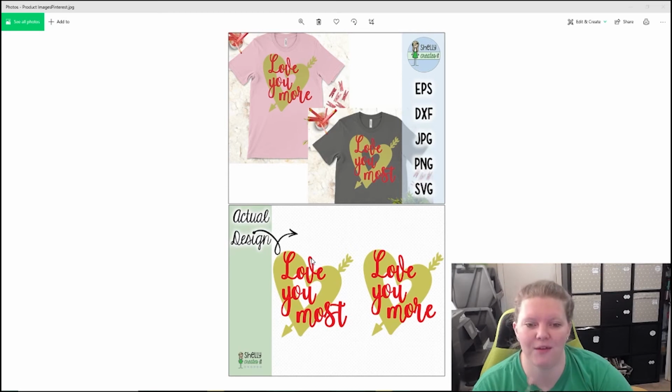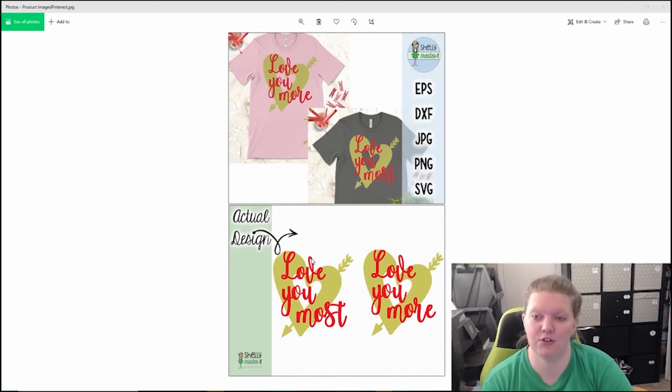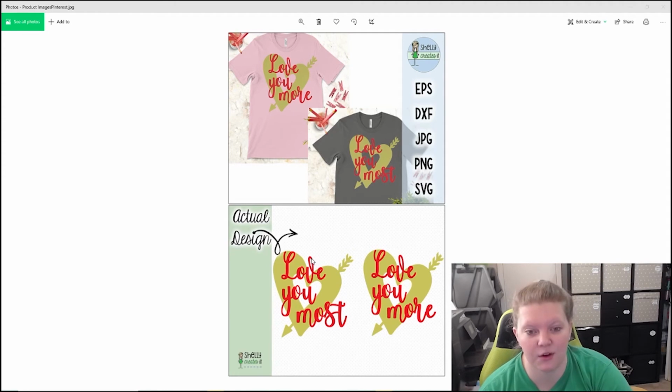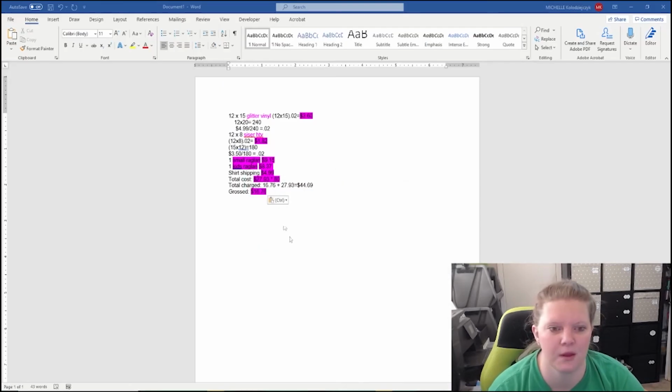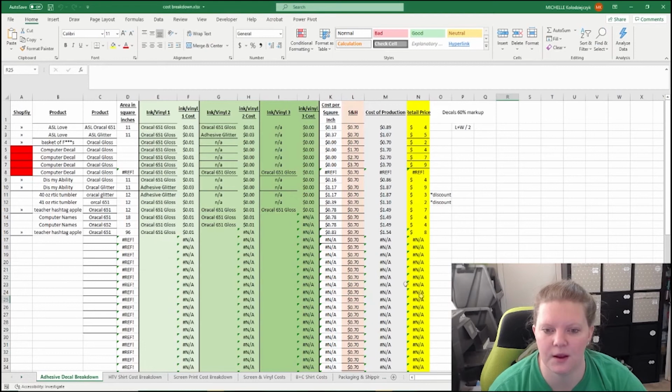So I have created a tutorial, and that is on my Patreon and on my YouTube in regards to fitting all the pieces on the sheet that you currently have. And then this one is going to go into the pricing side of it, so you know how to price for a profit so you can make money making t-shirts. So let's get started.